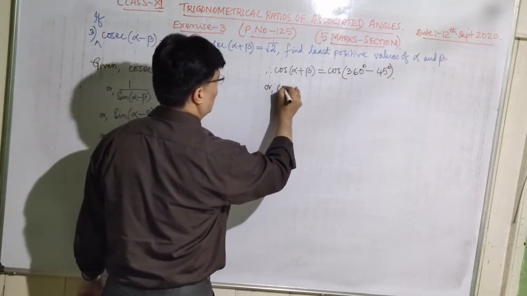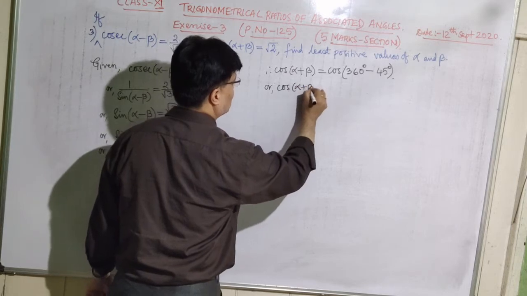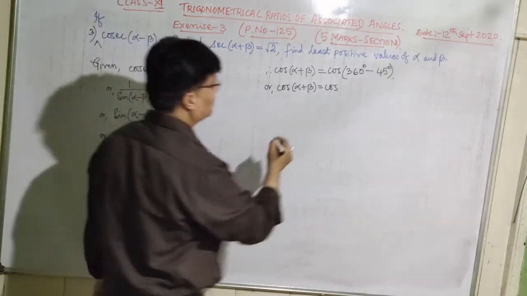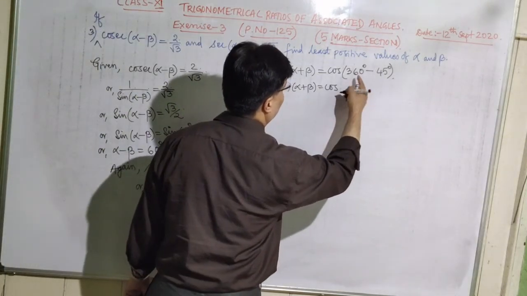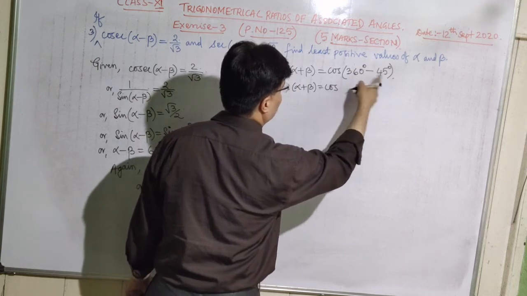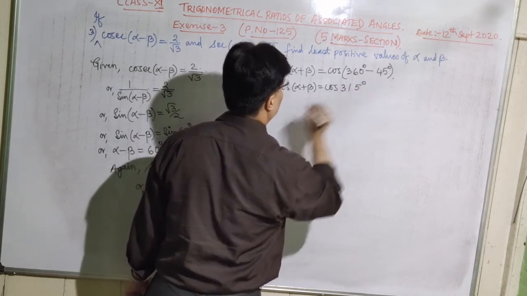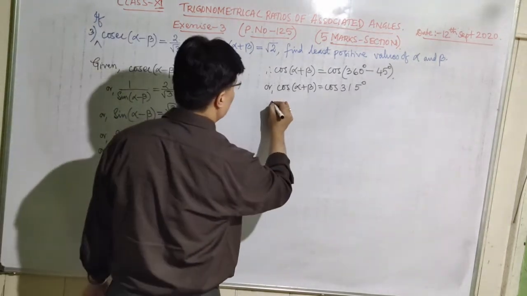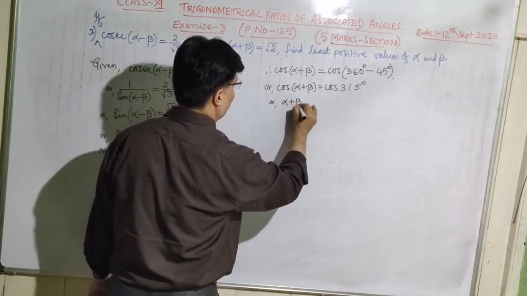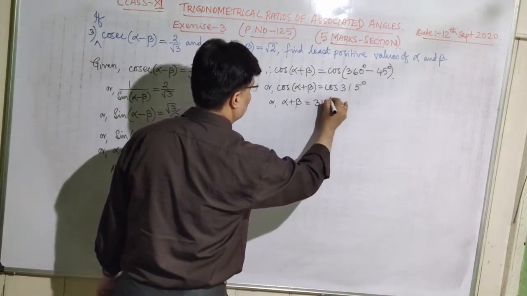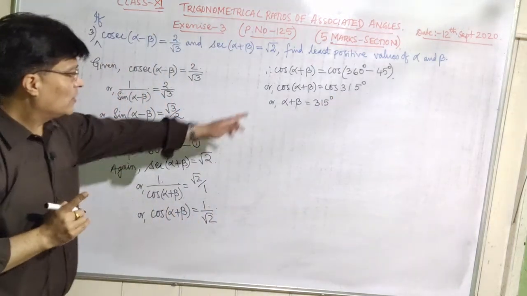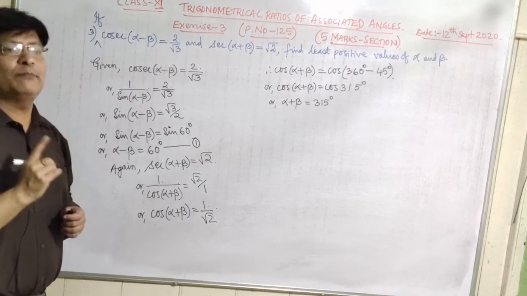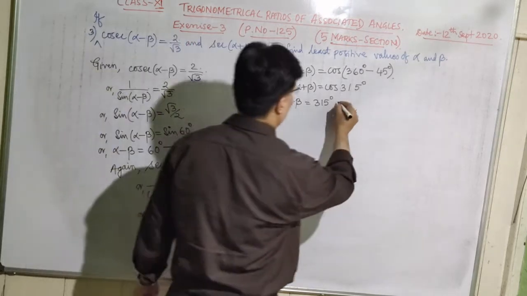So cos of (alpha plus beta) is equal to cos of (360 degree minus 45 degree). What is 360 minus 45? This is 315 degree. So it is cos 315 degree. From both the sides you can cancel this cos, so alpha plus beta is equal to 315 degree. So this 315 degree angle is more than this 60 degree. So now you can easily get the positive values of alpha and beta. Let us mark it as number 2.